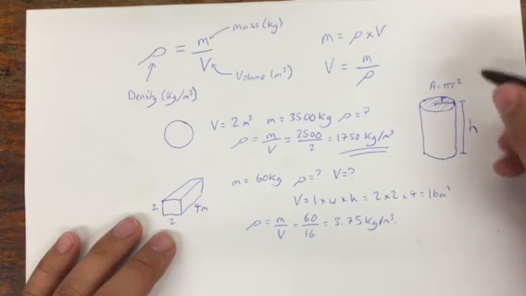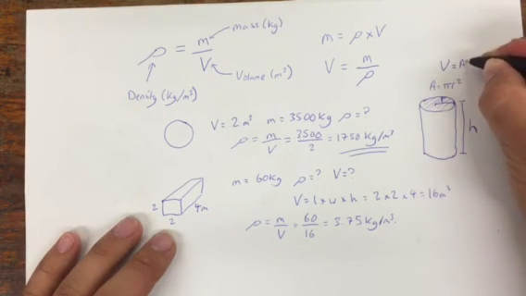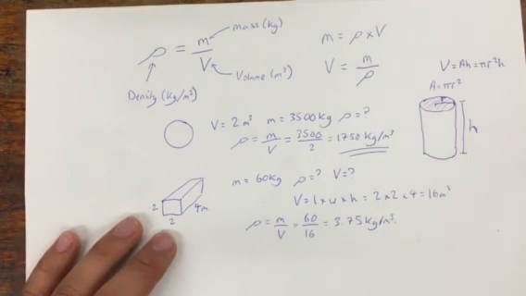So if I was to work out the volume of a cylinder, it would be the area times the height, which is equal to pi r squared times the height, and then I would use that in my density equation as normal.